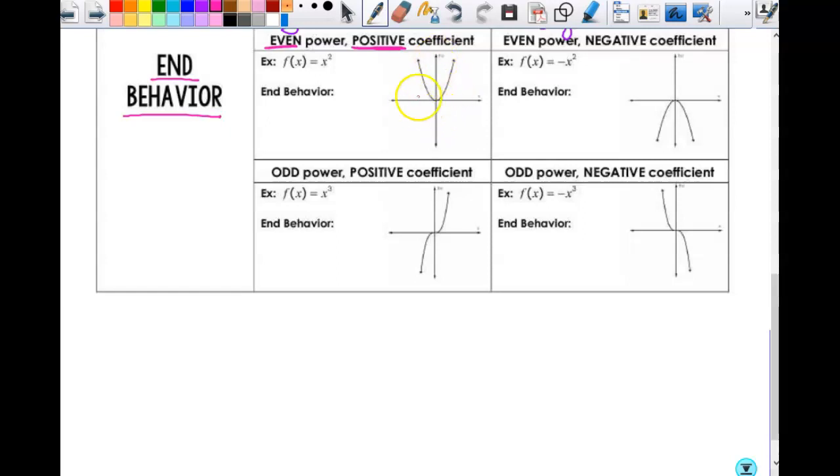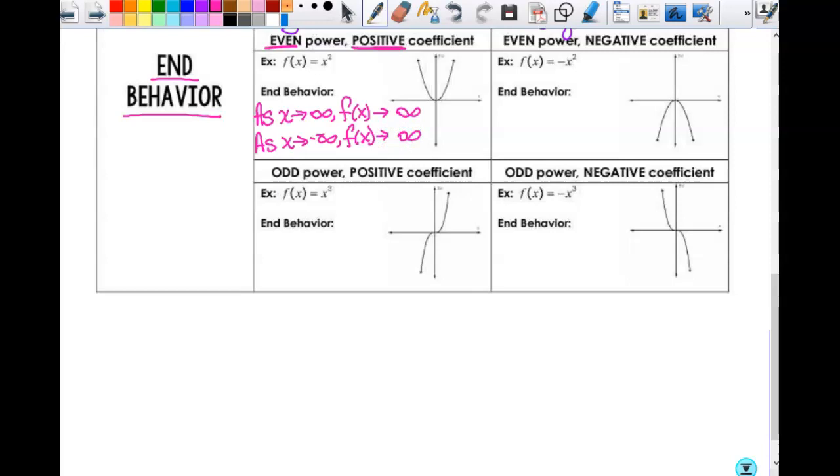And since there's no markings on here, and I don't know what the scale is, it's going to look like that. So my end behavior is always going to be as x approaches infinity, f of x would be approaching what? Infinity. And as x approaches negative infinity, f of x approaches infinity again.